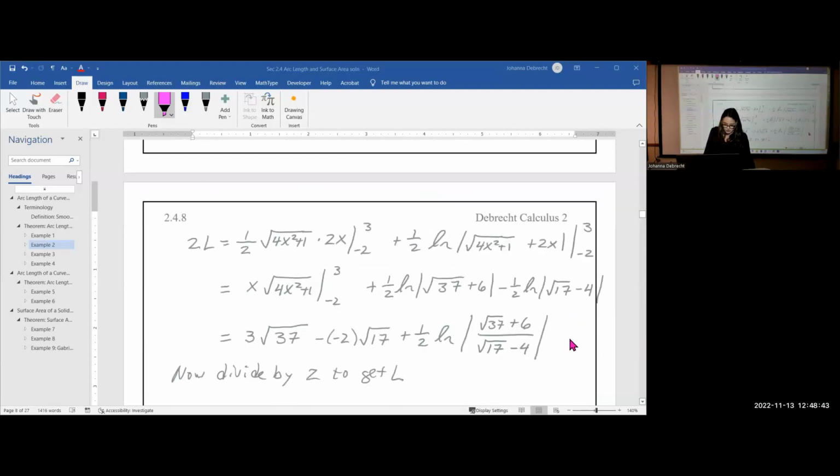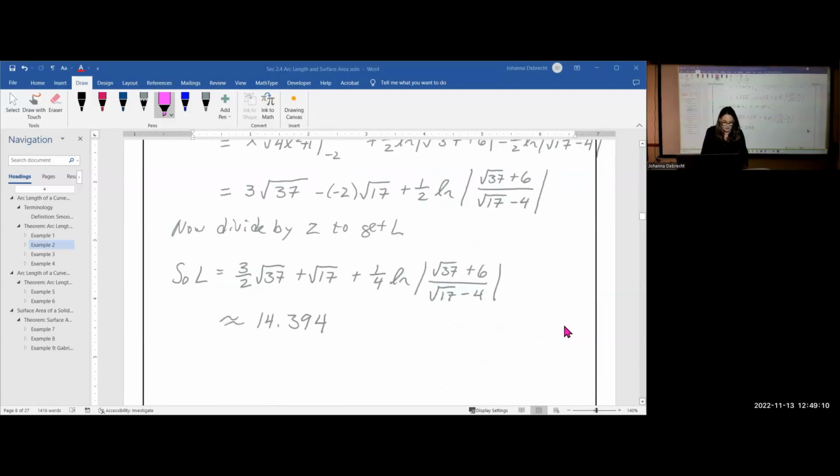And when you're done, you end up with an expression that looks something like this. It can be simplified a little bit further, but remember, this is 2L. When we added that integral to the other side, it doubled the integral. Instead of being 1/2 secant cubed, it became 1 secant cubed, which is twice what we needed. So this is still 2L. So to find L, I'm just going to divide everything by 2.